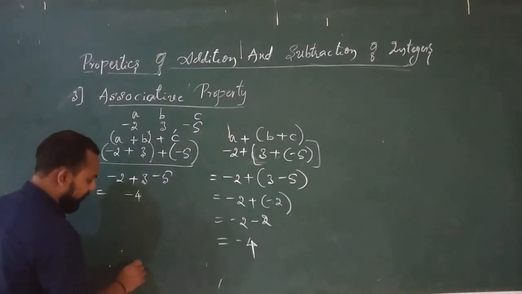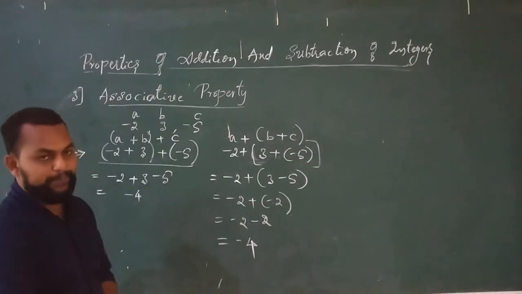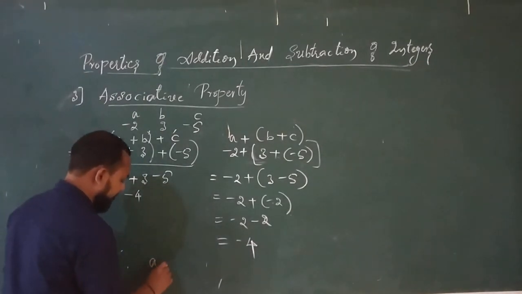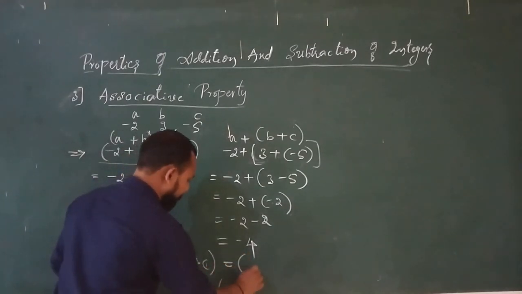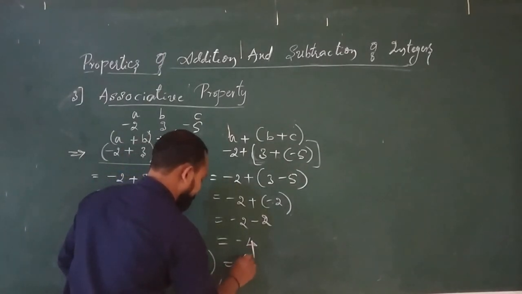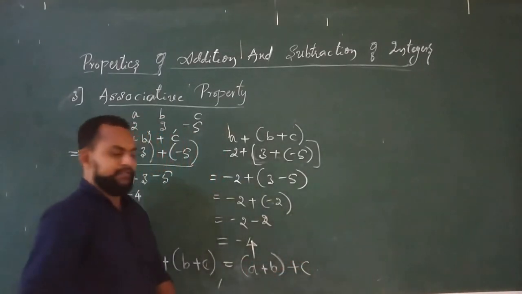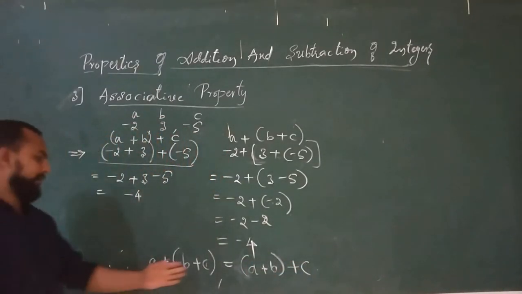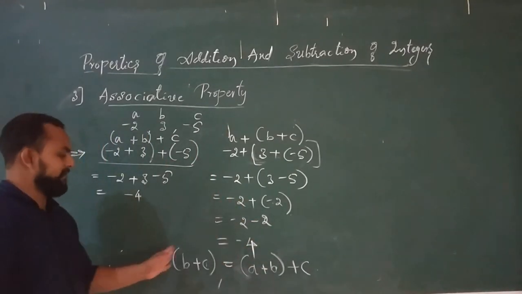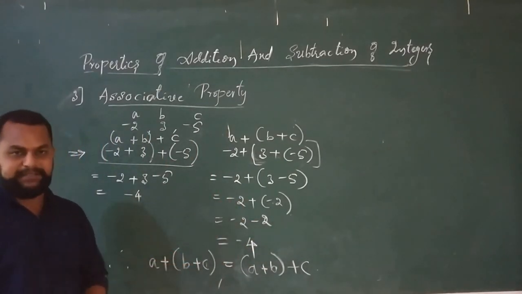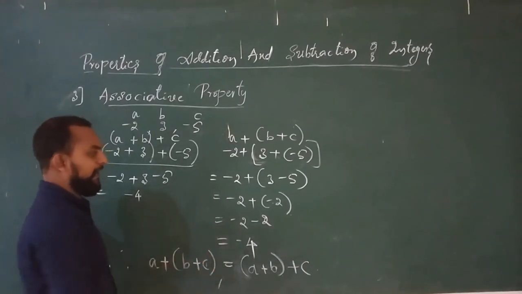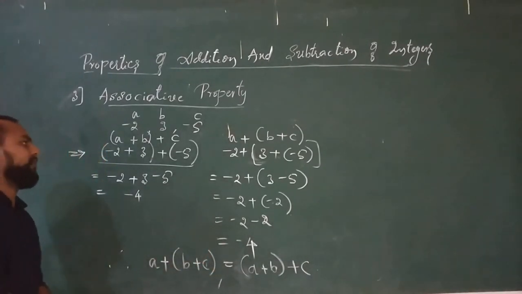In general, the rule of associative property is A plus of B plus C is equal to A plus B plus C, or A plus of bracket of B plus C. Then LHS equal to RHS. Okay, associative for integers under addition.